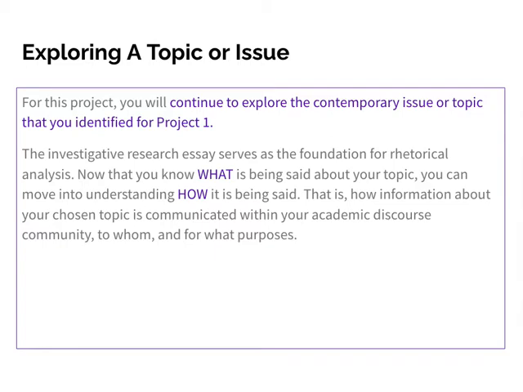For this project, students will continue to explore the contemporary issue or topic that they identified for Project 1. The investigative research essay serves as a foundation for rhetorical analysis. Now that students know what is being said about their topic, they can move to understanding how it is being said. That is, how information about their chosen topic is communicated within their academic discourse communities, to whom, and for what purposes.